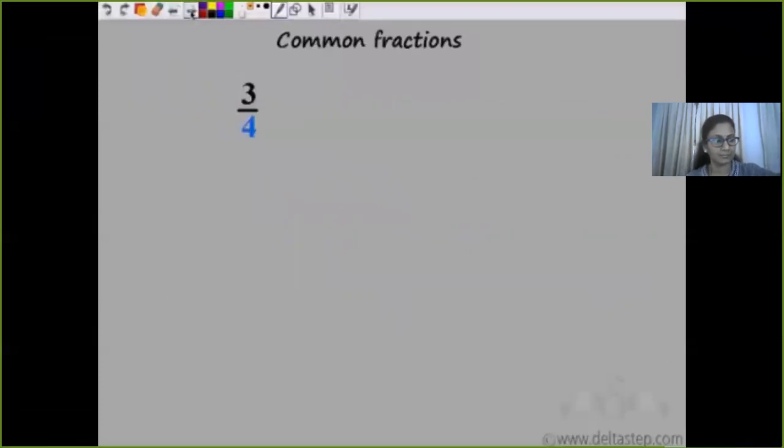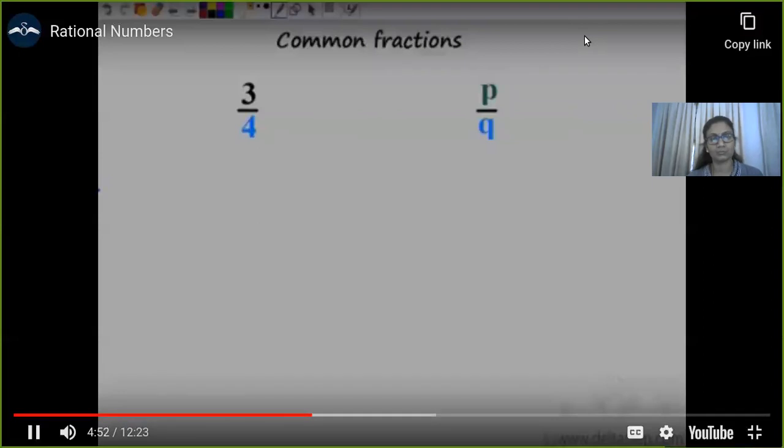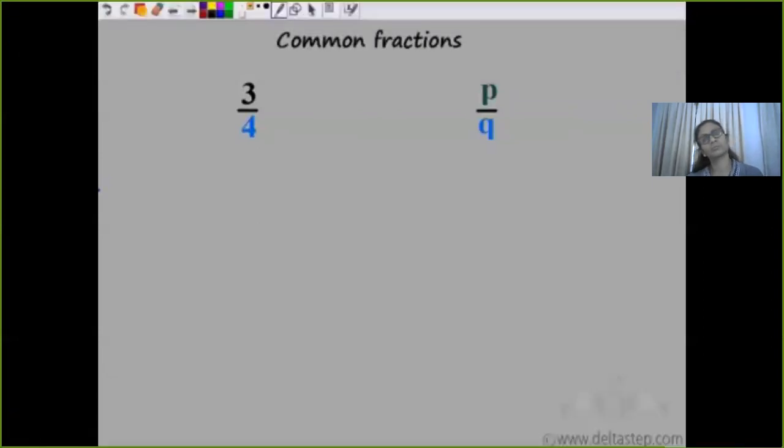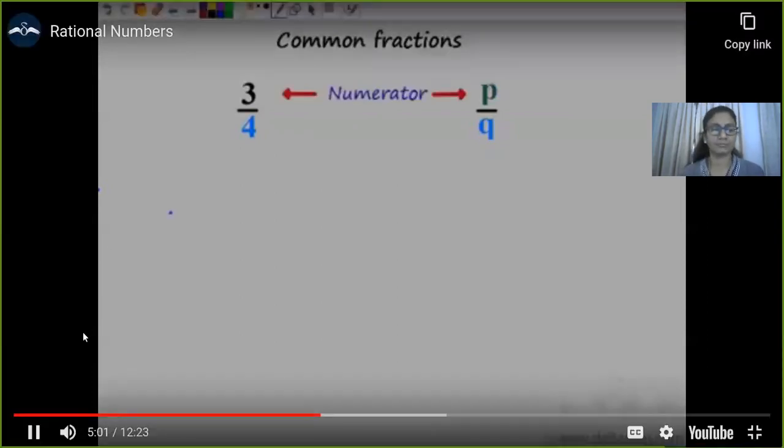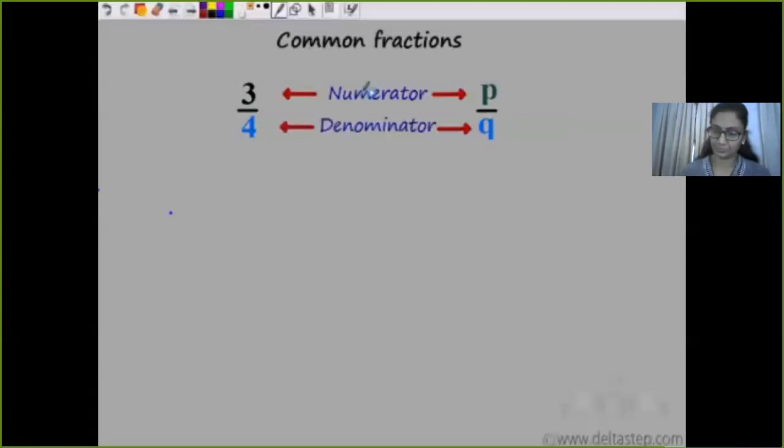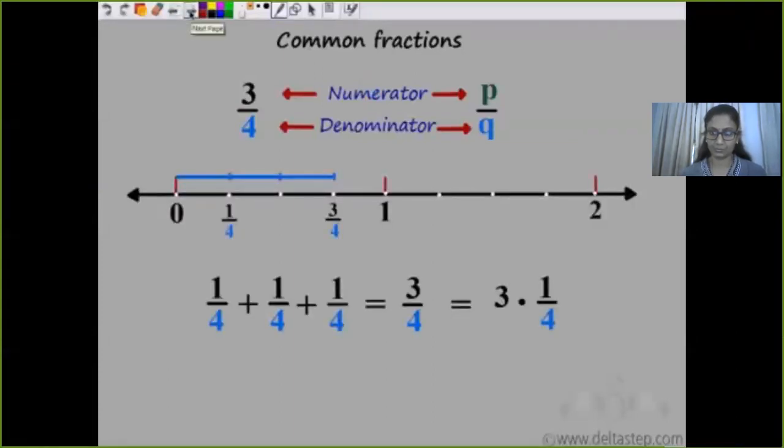Now common fractions could have any number at the top and any number as denominator. So these numbers were represented as P by Q, where P and Q could be any integers now. Q was called the denominator, and the number at the top was called the numerator. So I have this common fraction 3 by 4, where 3 is the numerator, 4 is the denominator.